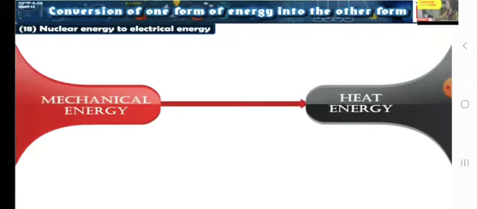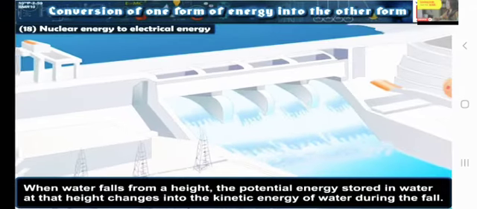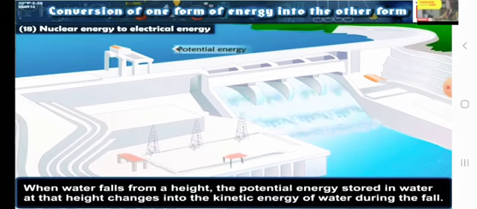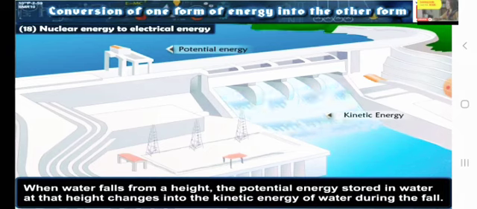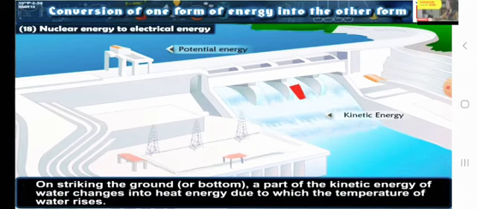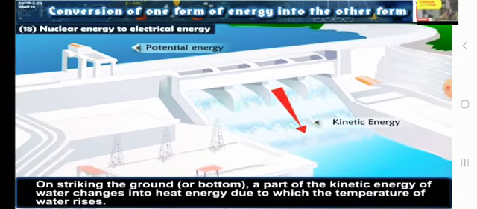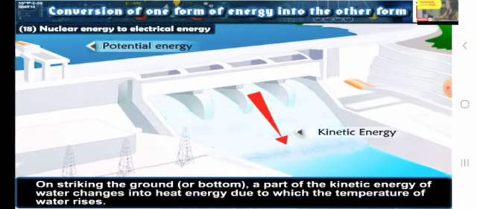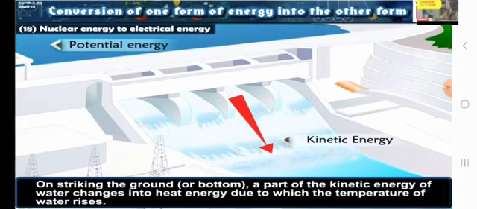18. Mechanical energy to heat energy. When water falls from a height, the potential energy stored in water at that height changes into the kinetic energy of water during the fall. On striking the ground or bottom, a part of the kinetic energy of water changes into heat energy, due to which the temperature of water rises.